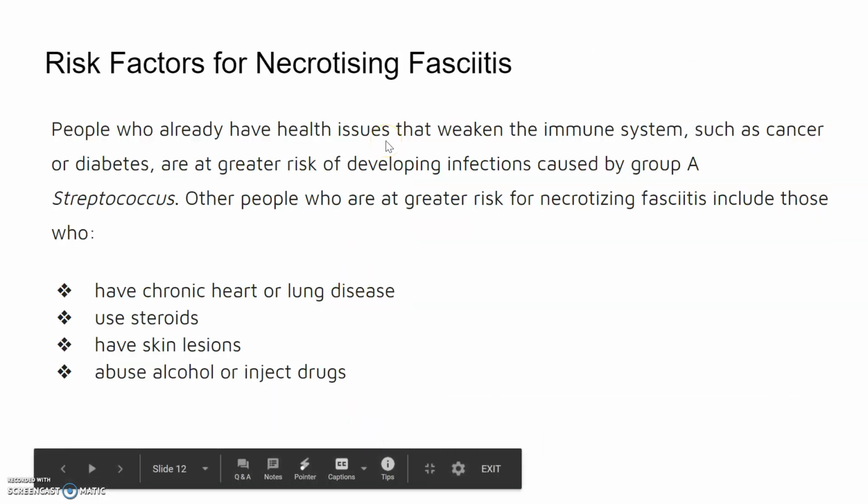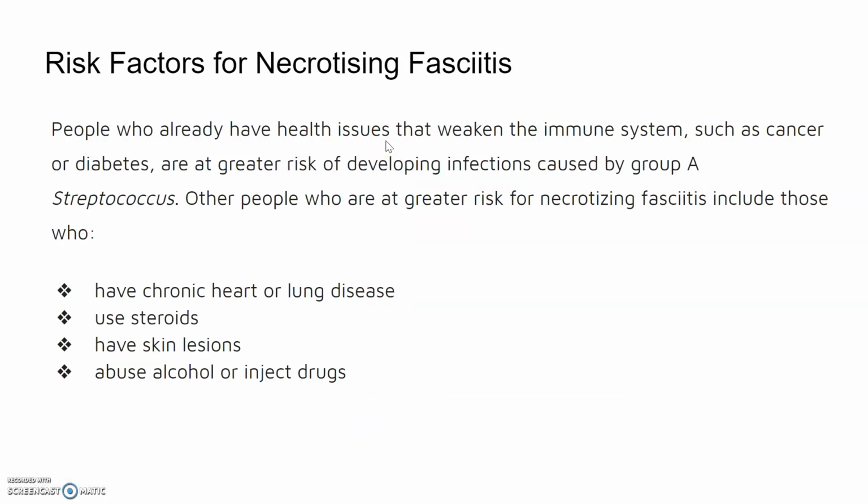So who is at risk for contracting necrotizing fasciitis? People who already have health issues that weaken the immune system, such as cancer or diabetes, are at a greater risk of developing infections caused by group A streptococcus. Other people who are at risk for NF include those who have a chronic heart or lung disease, people who use steroids, people with skin lesions, and people who abuse alcohol or inject drugs.